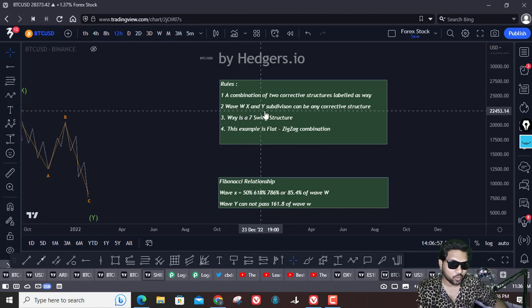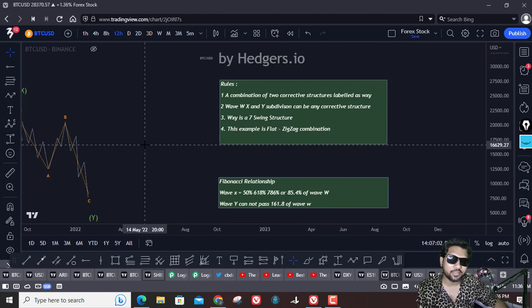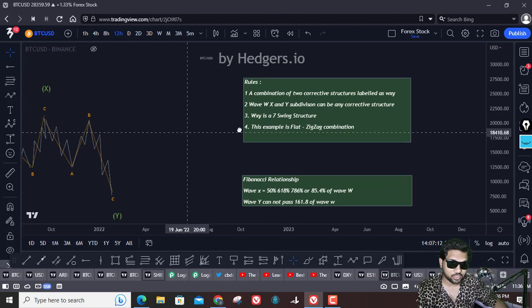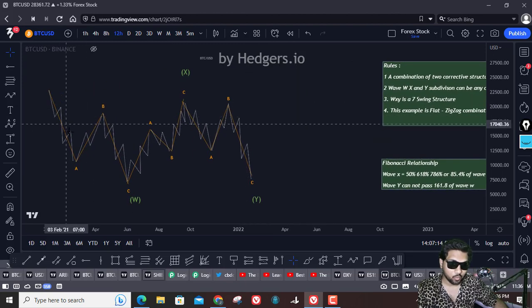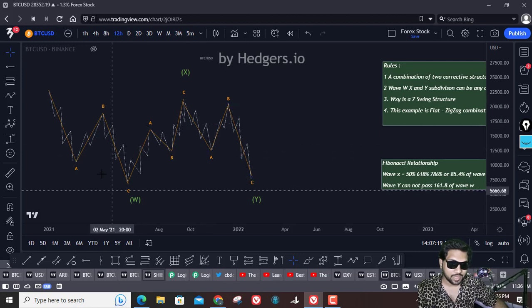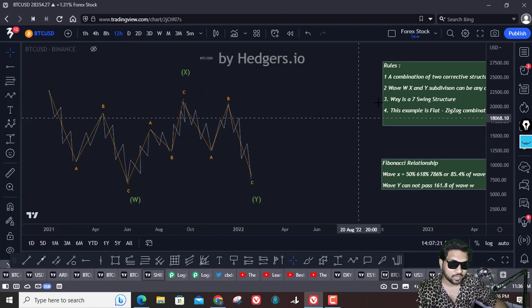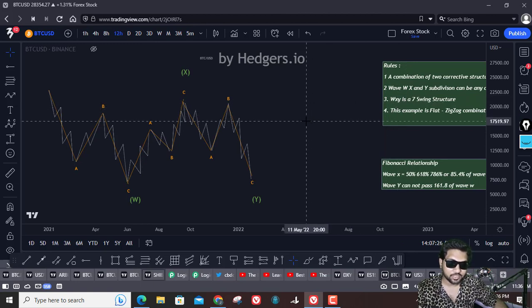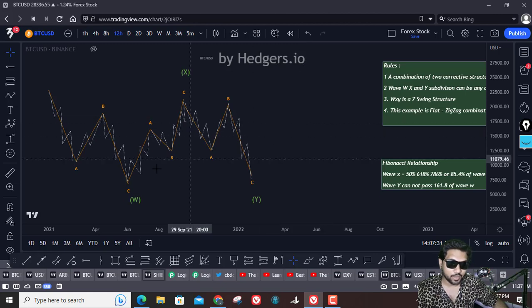Wave W, X, and Y subdivisions can be any corrective structures. For example, it can be a flat, an expanded flat, or a regular zigzag. WXY is a 7 swing structure, like you can see here: 1, 2, 3, 4, 5, 6, 7. That is your 7 swing structure. The third rule is 7 swings. If there is no 7 swing, then it will not be a validated WXY.